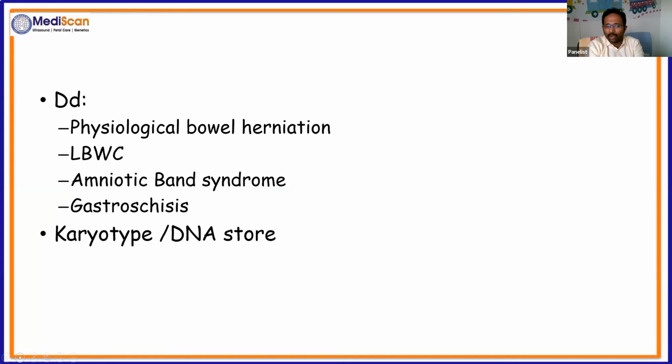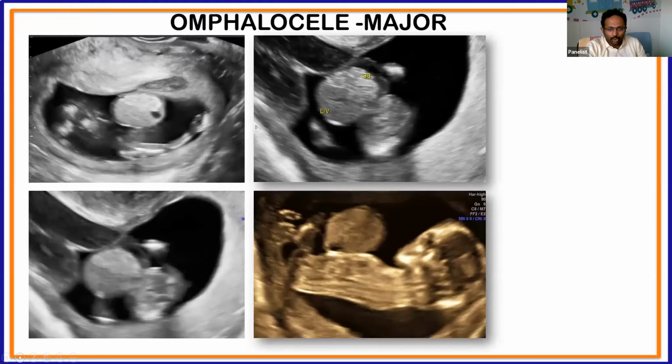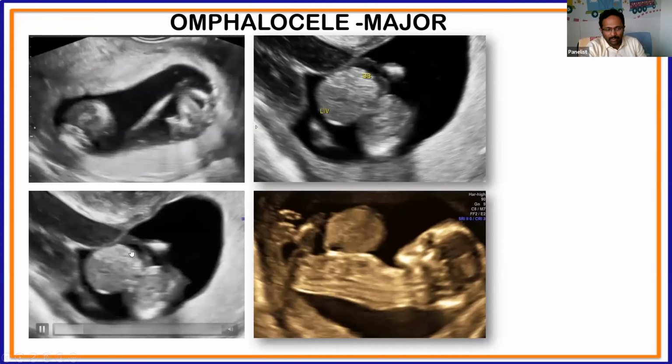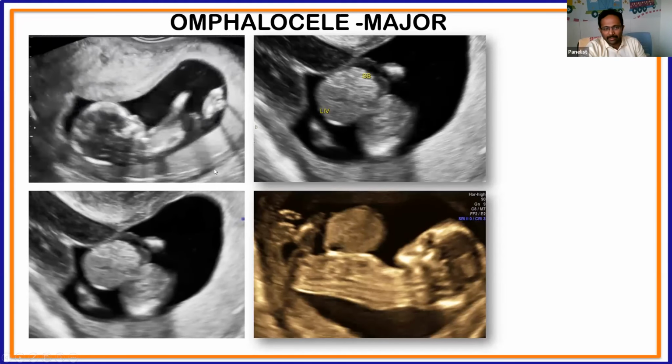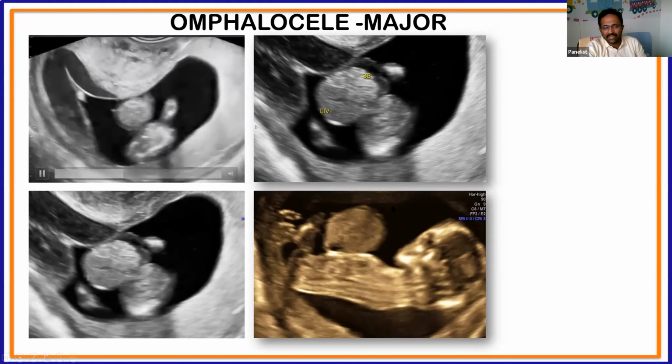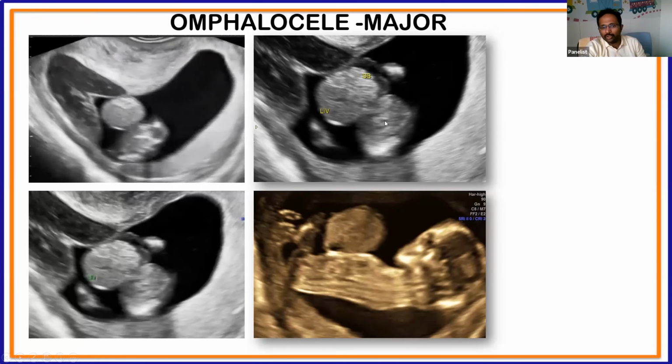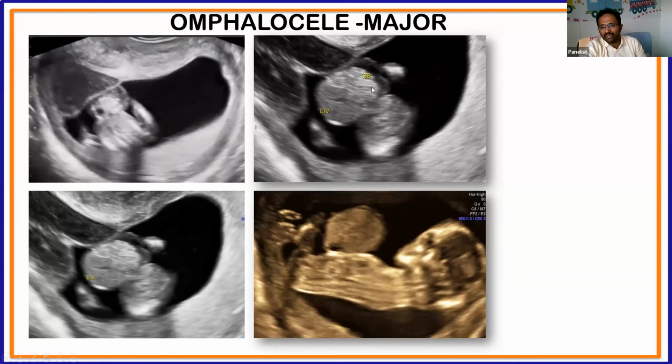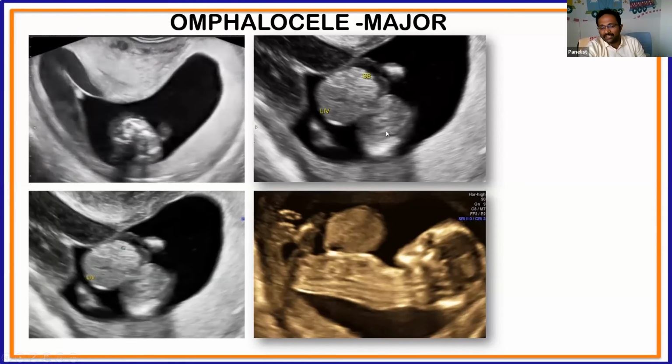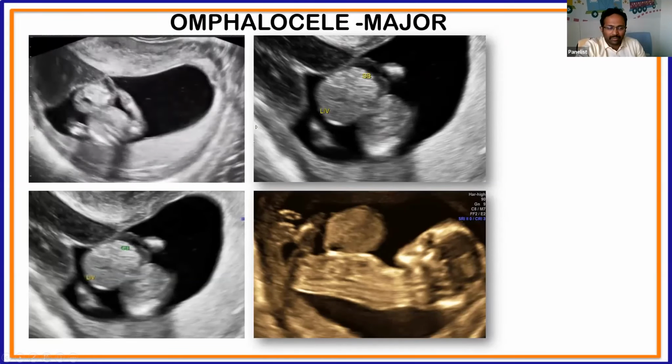A limb body wall complex is always associated with a kyphoscoliotic spine and a short cord. An amniotic band syndrome, I will show how the other things are differentiated. And a gastroschisis, where there is an absence of a covering membrane. So this is a baby having a large abdominal wall defect. The whole liver of the baby is outside, and this is best seen in the sagittal plane and also in the transverse plane, where you have a round cystic structure that is right outside the abdomen of the baby.